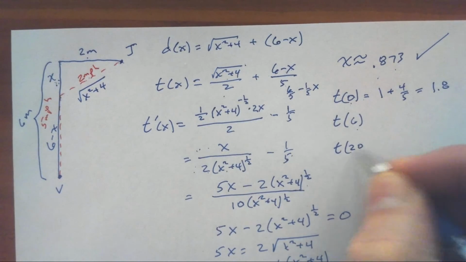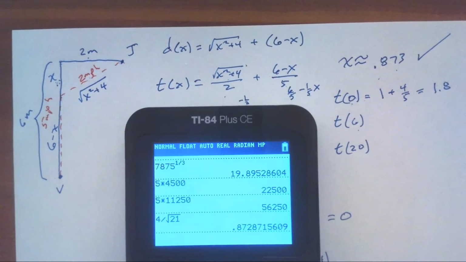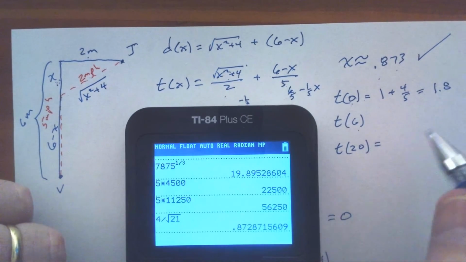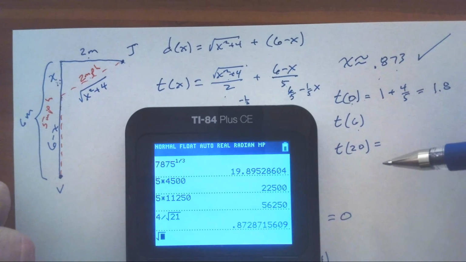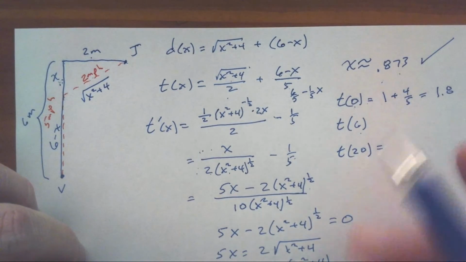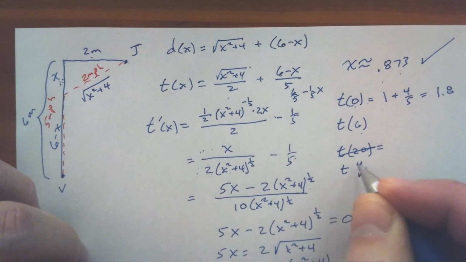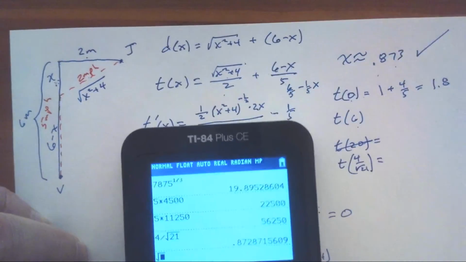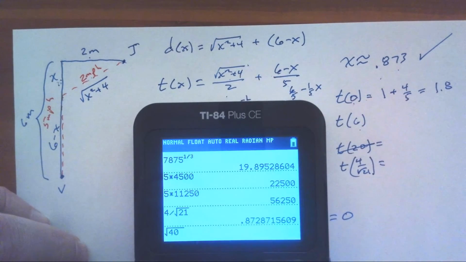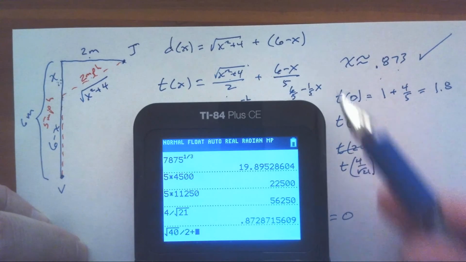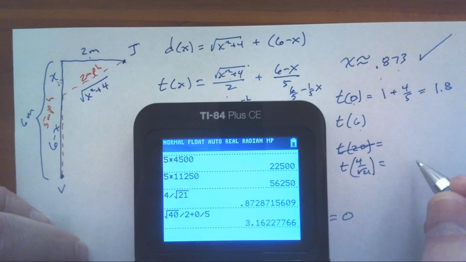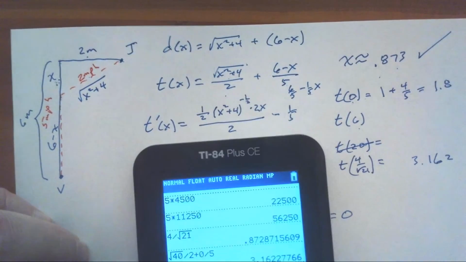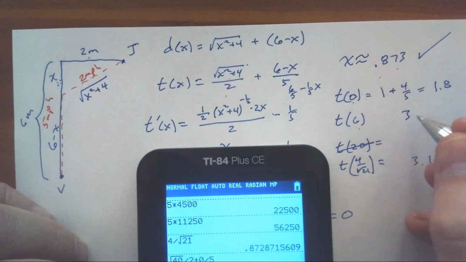If I put in 6 for my time, well, that stinks. Why did I want 20? 20 is silly. I have no idea why I wanted that. I wanted t on 4 root 21. If I put in 6, I get square root of 36 plus 4, 40, divided by 2, plus 6 minus 6, 0 on 5. And we get 3.162.